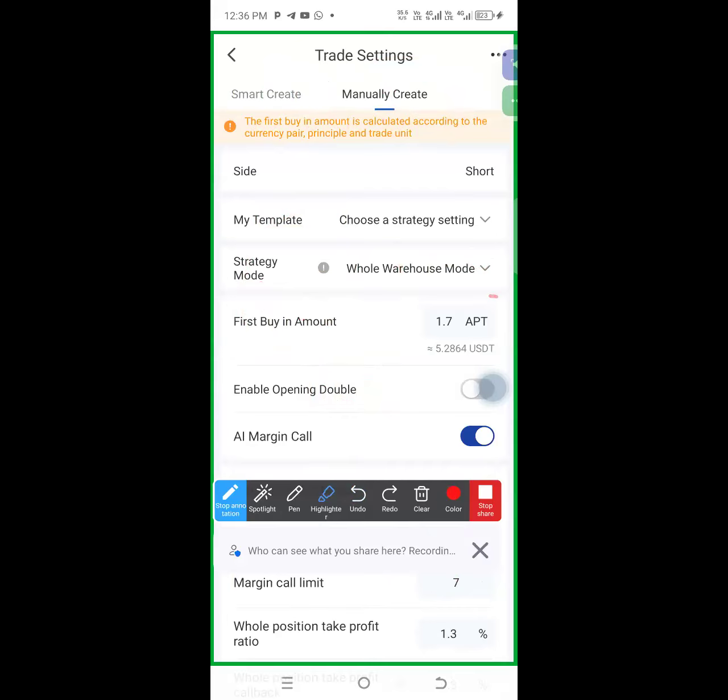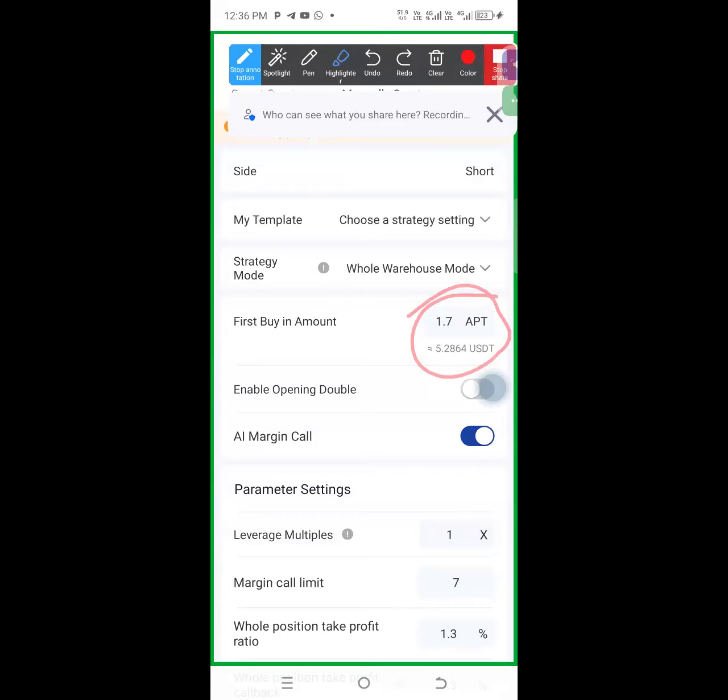So you can see we have this. This is what I'll talk about, then we bring the session to an end. The most important thing about the futures market is how to do the calculations. Since we've already done the margin configuration, I will not touch that part. So over here, you can see we have 1.7 APT, right? Which is equivalent to 5.2864.